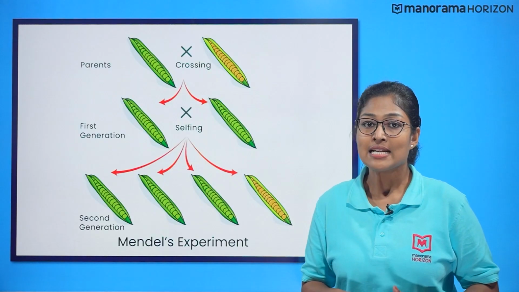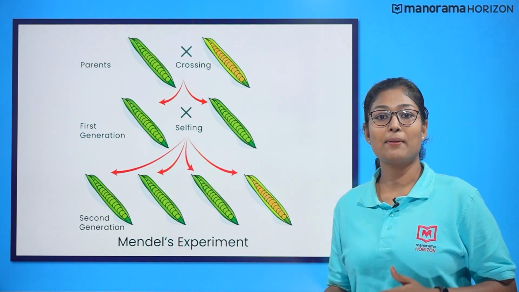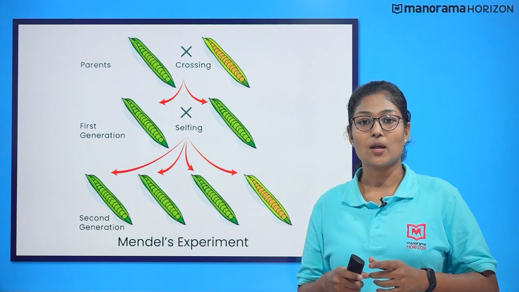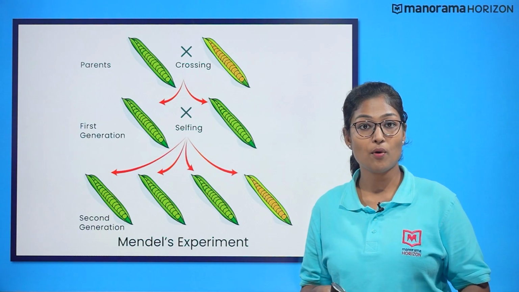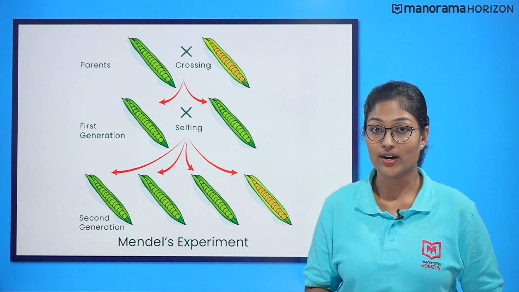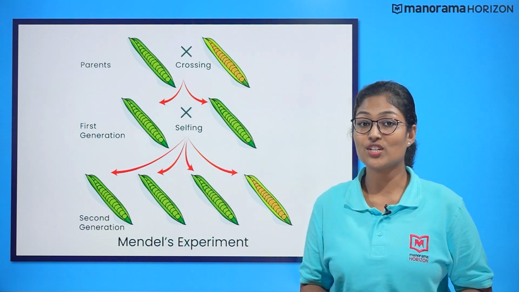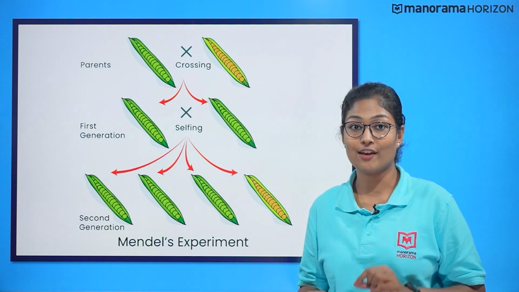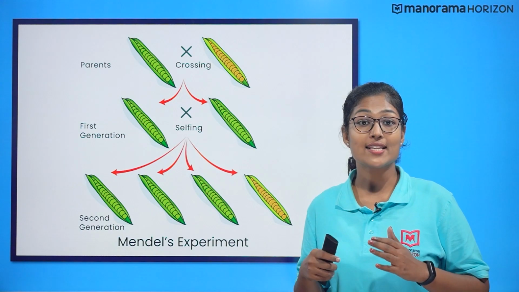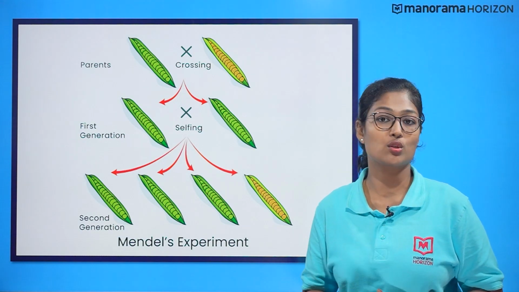Similarly, on crossing the plants of pure green seeds, that is capital Y, and pure yellow seeds, that is small y, the results were similar to case 1, that is the F1 progenies had green seeds and the F2 progenies had seeds identical to both parents in the same proportion of 3:1.